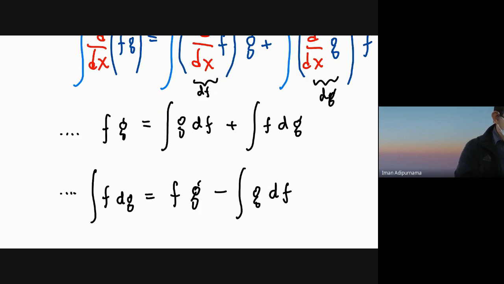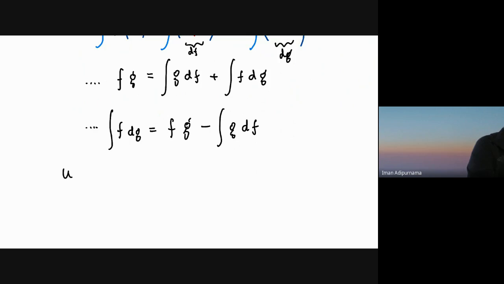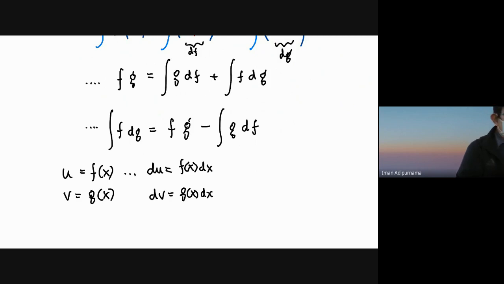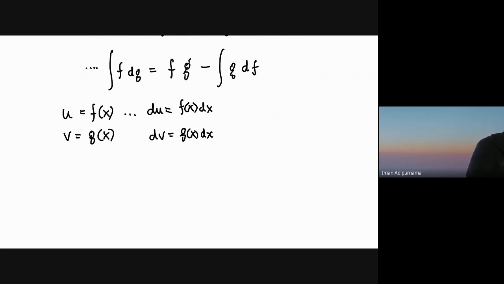Okay. Now, if we have u as a function of x, and v is g of x, we will have du is f'(x) dx, and dv is g'(x) dx. Okay, and then the formula here will be, if we write this part. So let me write it again here.